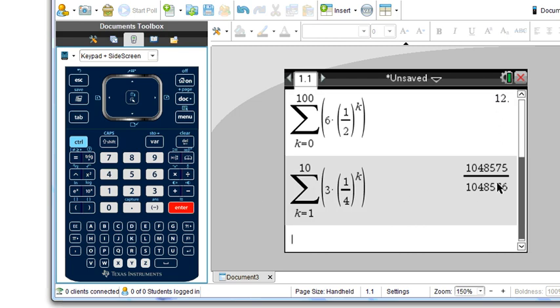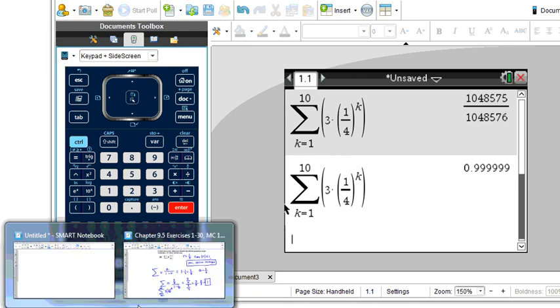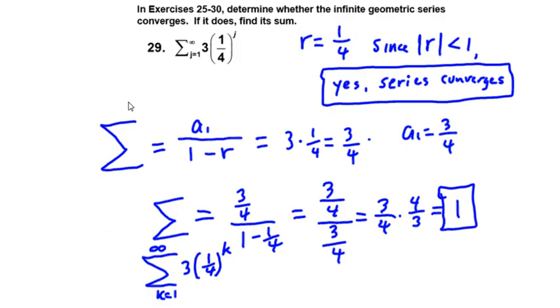We get this improper fraction. If you look at this, we have 1048575 over 1048576. So that's going to be very close. Let's see if the calculator rounds off. Control Enter. So we get 0.999999. Okay, so that's 999,999 millionths, which is close to 1. If we put a number bigger than 10 here, we would certainly round off to 1. So this really verifies that this is our correct answer.